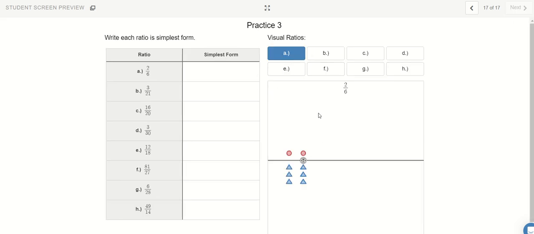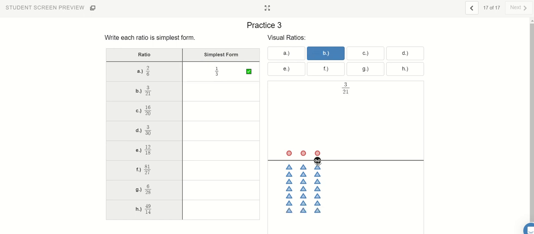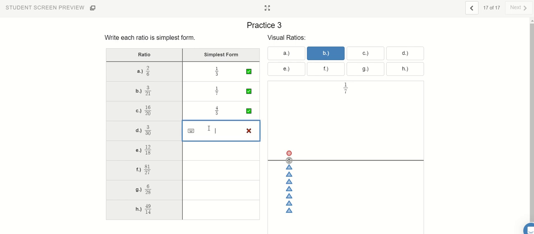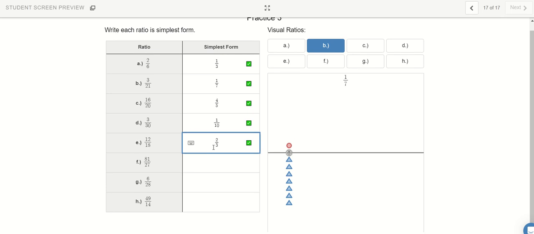And finally here, we're going to simplify these ratios. Here you can compare, right? Half of 2/3 is going to be 1/3. Here we have 3/21, so we divide both sides by 3. We have 1/7. And you can use the visual, but again, if we simplify this, it could be 4/5. This would be 1/10. Divide both sides by 3. Divide both sides by 6. 2 and 3. Divide both sides by 27. Divide both sides in half. And divide both sides by 7.